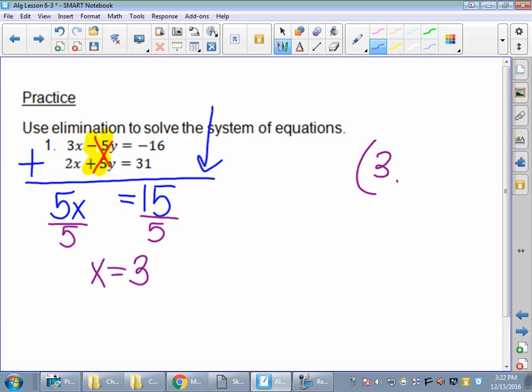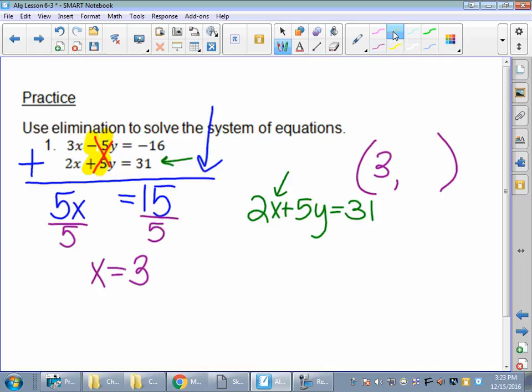My solution is going to be 3 something. I'm not done because I still need to know what y equals. So I'm going to substitute to find the value of the other variable. I can go to either equation. Go to the one that looks easiest. I try to avoid negatives. So I'm going to use this one right here: 2x plus 5y equals 31. Sometimes people avoid large numbers.